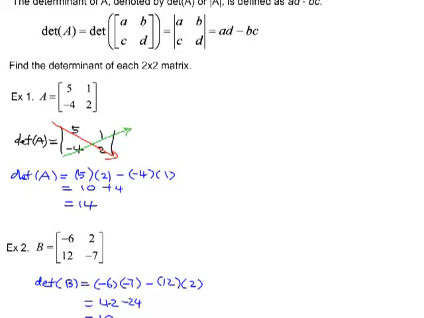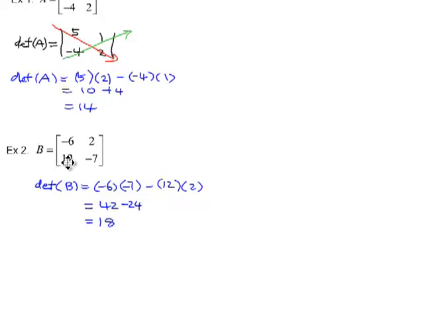Example 2, matrix B: -6, 12 in the first column, 2, -7 in the second column. Again, the determinant of B will be -6 times -7 minus 12 times 2. So it's a positive 42 minus 24, which gives you 18.